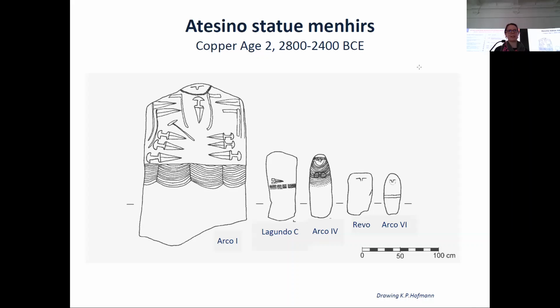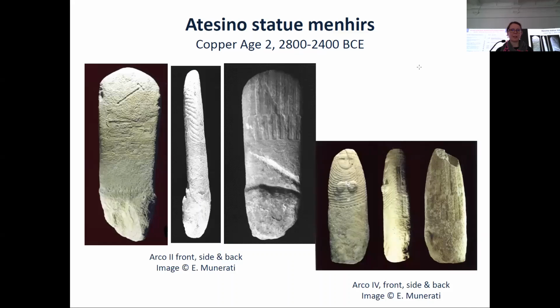Atesino, which is broadly in the Trentino area of Italy, has statue menhirs from a number of different sites, and this is a drawing of some of those. In the motifs, we can see belts, weapons, tools, and in the central one here, we can see a garment represented by these curved horizontal bands on the upper body. When we look at the back of some of these statue menhirs, you can see these striking visual checks covering the back of those stones.